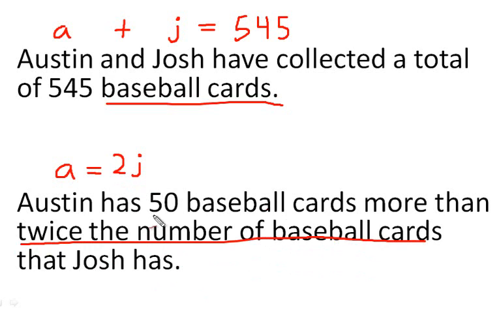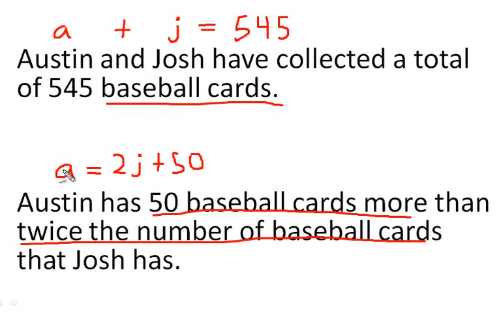And it also says that he has 50 baseball cards more than twice the number. So plus 50. So A equals 2J plus 50. Austin has 50 baseball cards more than twice the number that Josh has. These are kind of tricky to write, but after we do a few of them, they'll start to make more sense. Now that we have two equations, we can use substitution to solve these.